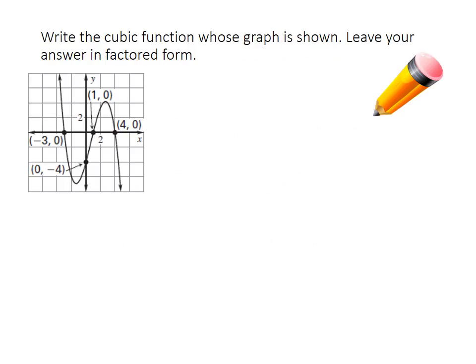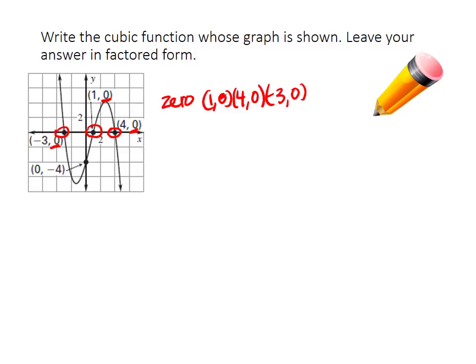So what does this mean or look like in a problem? If I take a look at this graph, the first thing I want to identify are my zeros. My zeros are where my graph crosses the x-axis, which means their y value is always 0. So my zeros are (1, 0), (4, 0), and (-3, 0).